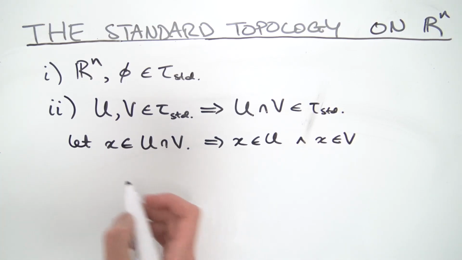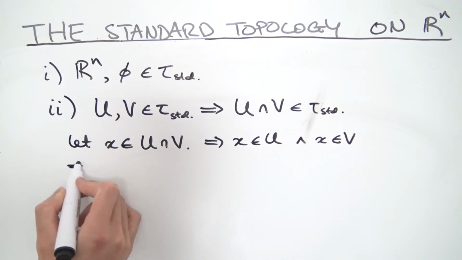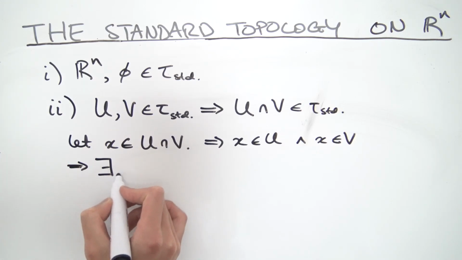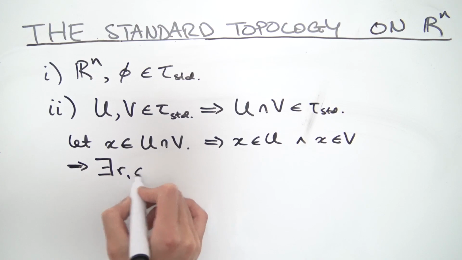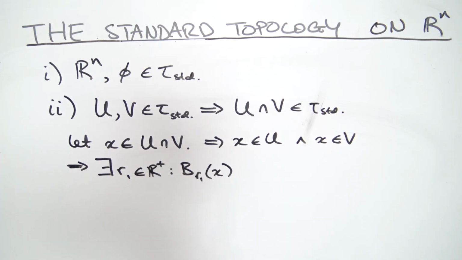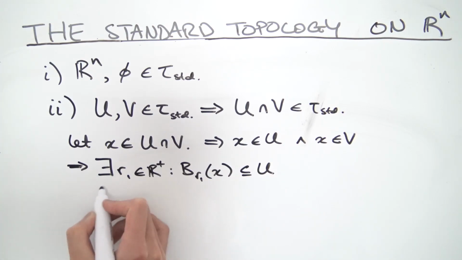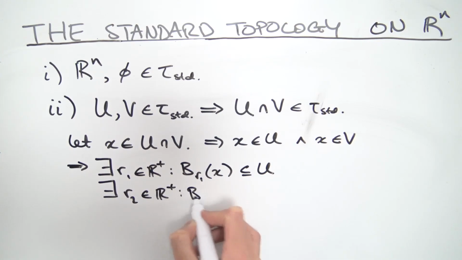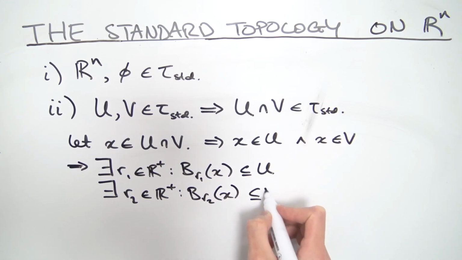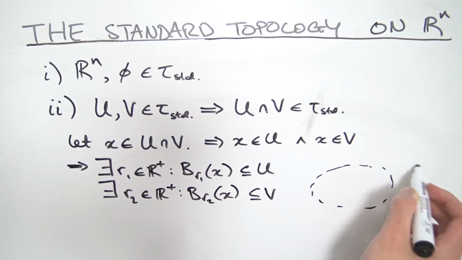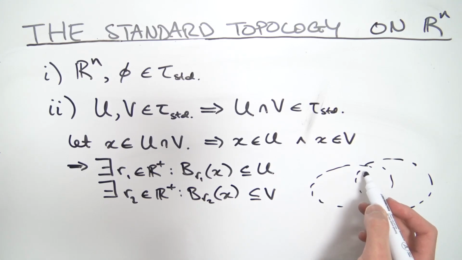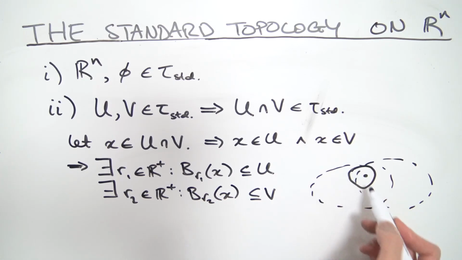So we can write this down a little bit more precisely. Since U and V are in the standard topology, this implies that there exists some radius, let's call it R1, such that B_R1 of X is contained in U. And also that there exists some other radius, let's call it R2, such that B_R2 of X is in V. So intuitively, if you draw up a little picture, here's U and V, here's X over here. If X is in U, then there exists some radius such that this ball is in U, and for V as well, there's some little radius there.